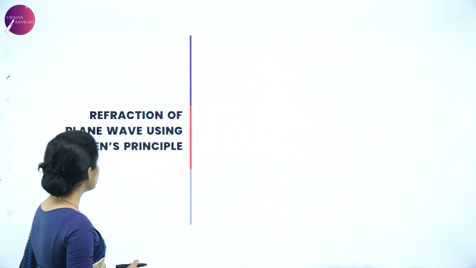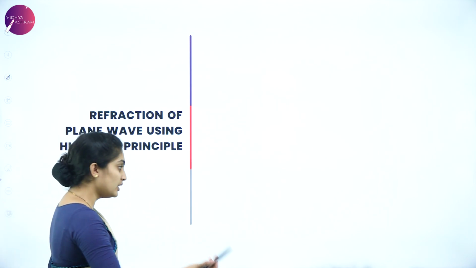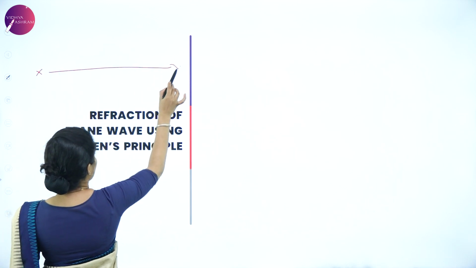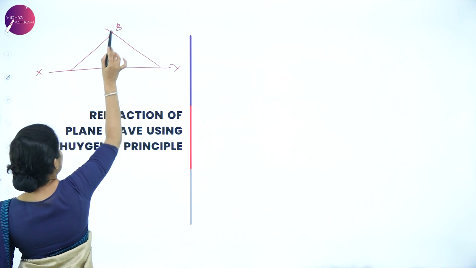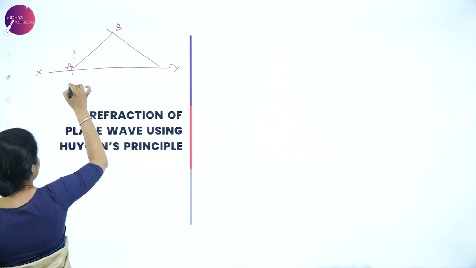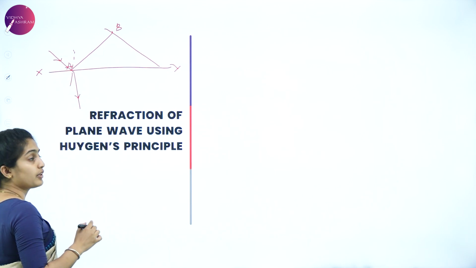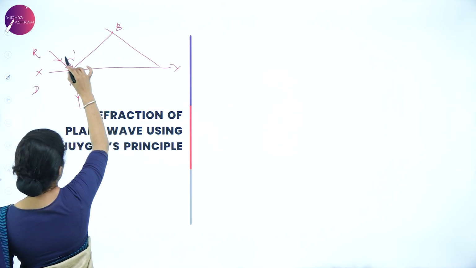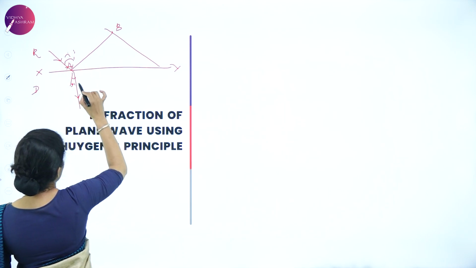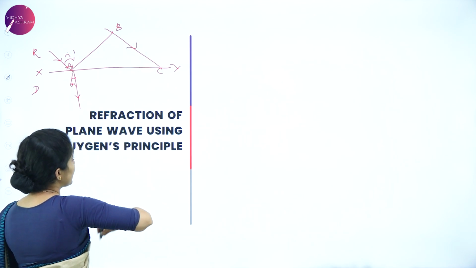By this, we have another set of equations, that is, refraction of a plane wave using Huygens principle. Again, for refraction, we have the XY component. There is a wave which falls, so you have B, A. Whenever a ray is incident at point A, it gets refracted from a rarer to a denser medium, towards the normal. So this is the angle of incidence and this is the angle of refraction, and the wave is incident from B to C on the interface XY.